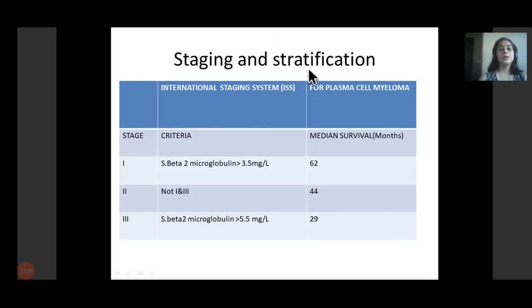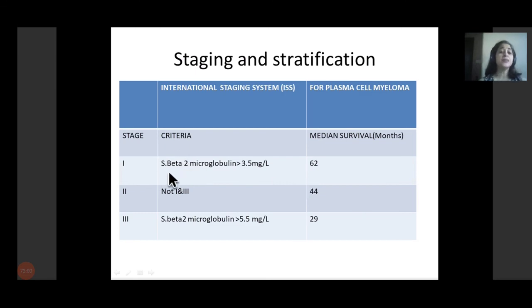So this is the latest staging and stratification criteria, which is the International Staging System, ISS. Here we add the prognostication markers for the cytogenetics: intermediate, good, and the poor one. The poor ones come here, intermediate here, and the good ones, that is the hyperdiploidy, come here, and 4;14 here, and the rest, the 17p and the 14;16, come here.